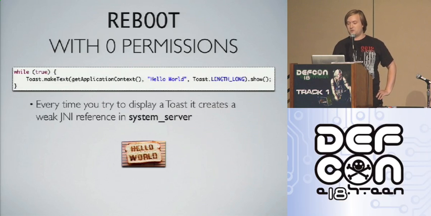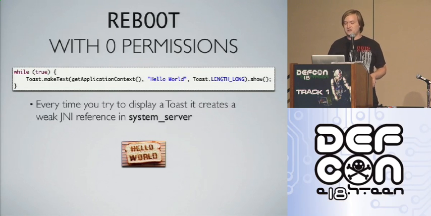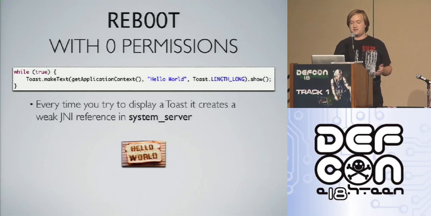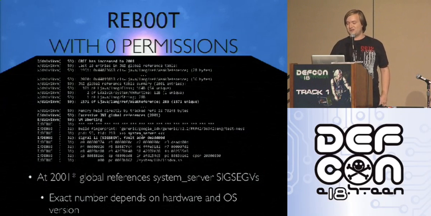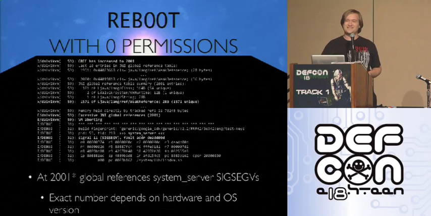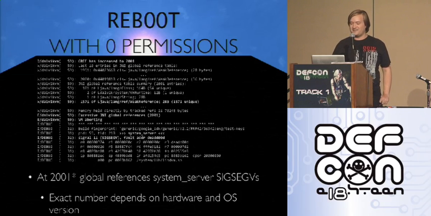So here's just the basic hello world for a toast, and then I've thrown it inside a while true loop. We're just going to create as many toasts as we can and see what happens. Every time that you create and display a toast, it creates a weak JNI reference in the Android system server. And when you get to 2001 global references, the system says, "I can't let you do that, Dave," and throws a sig-segv and crashes the phone.